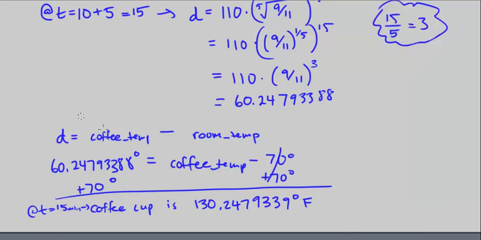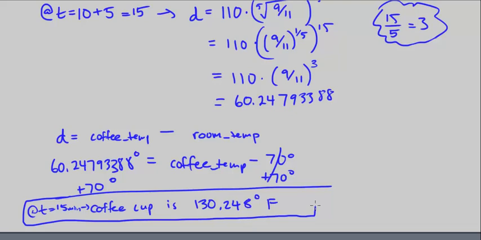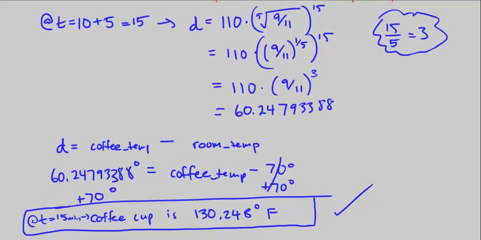So I can go ahead and let's round all of these numbers away, right? And since that was a 9 that we just erased, I'm going to have to round this 7 to an 8. Okay, so at time is equal to 15 minutes, the coffee cup is 130.248 degrees Fahrenheit. And that's going to be our answer for part B. And that's going to end CPM Precalculus Chapter 3, number 22.